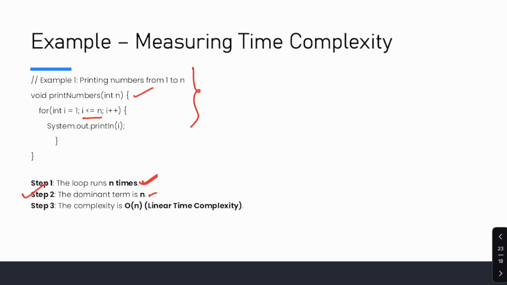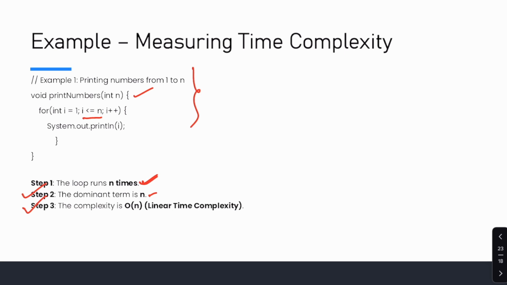After finding all these operations and the dominant term, we can tell that the complexity is O of n, that is linear time complexity. What does that mean? As the input grows, the execution time also increases linearly. I will explain it again in simpler terms.